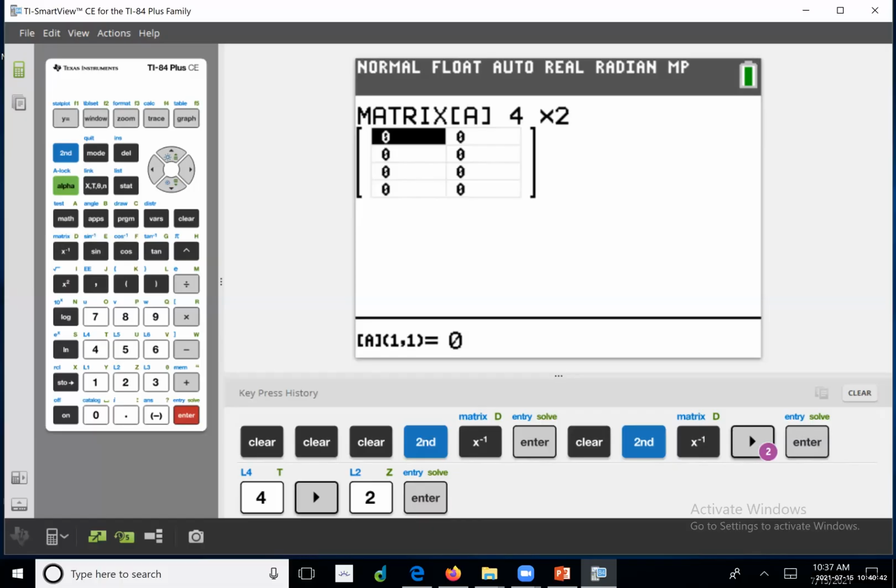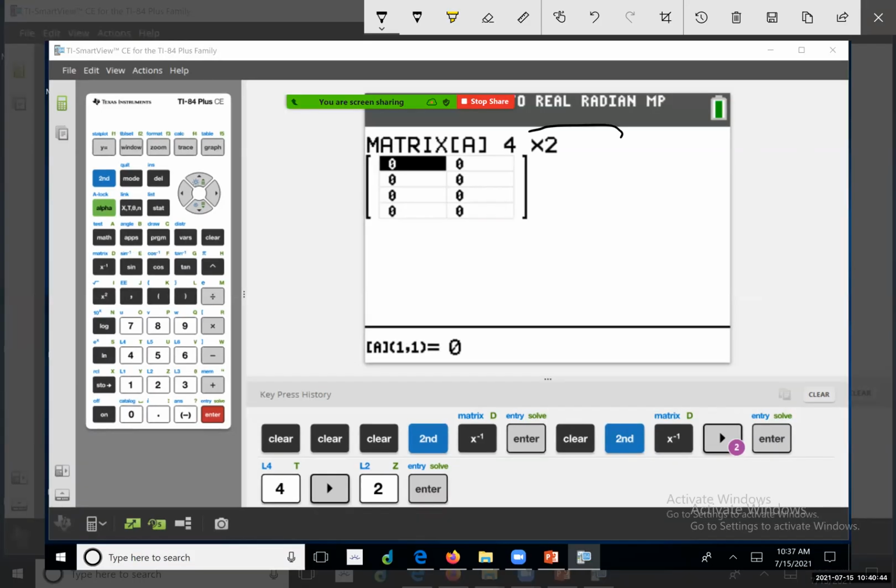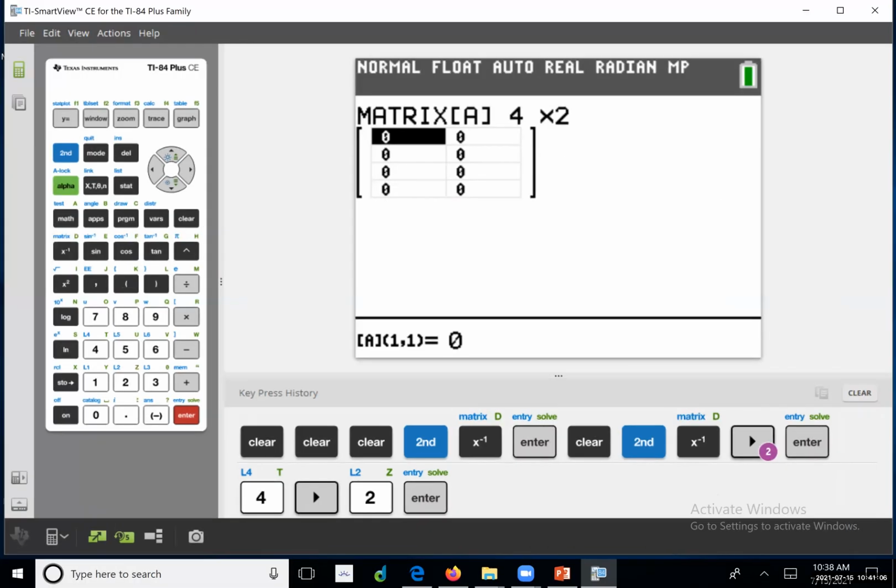So you put the number of rows first and the number of columns. Rows are the horizontal. So how many of you have? 4 of them. And then columns are the ones that are vertical. So you have 2 of them. So you have 4 of the horizontal and 2 of the vertical. Okay, let's put it in.